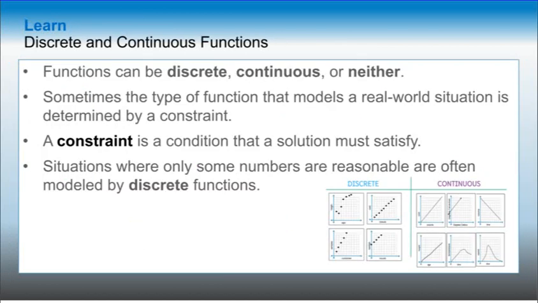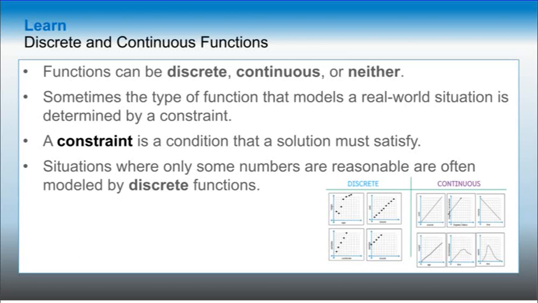Next part of our lesson is looking at the continuity part. So here we're going to be looking at discrete and continuous functions. The functions can be discrete, continuous, or neither. Sometimes the type of function that models a real-world situation is determined by a constraint. A constraint is just a condition that a solution must satisfy. Situations where only some numbers are reasonable are often modeled by discrete functions.